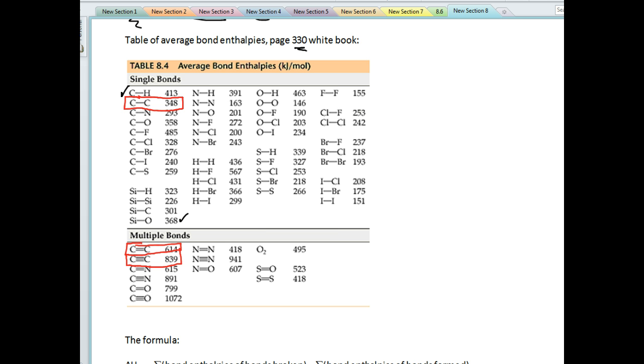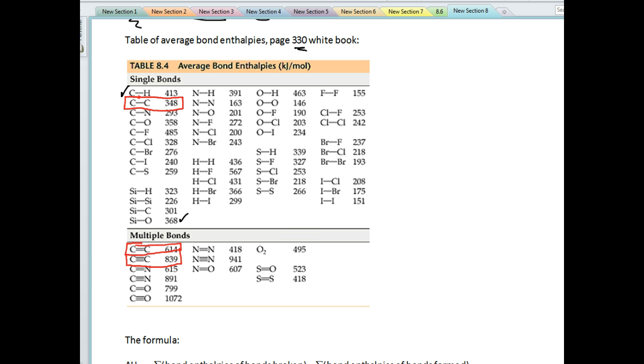So it takes more energy to break a triple bond than it does a single bond, but it's not necessarily, how should we say, if we graphed it, it wouldn't be a perfect straight line. It's not linear, not a direct relationship. We'll talk more about that later.